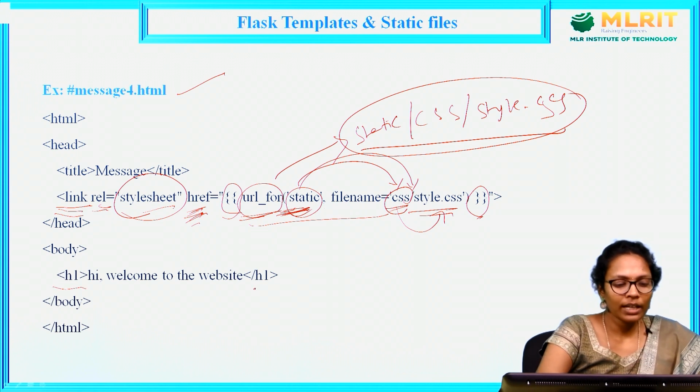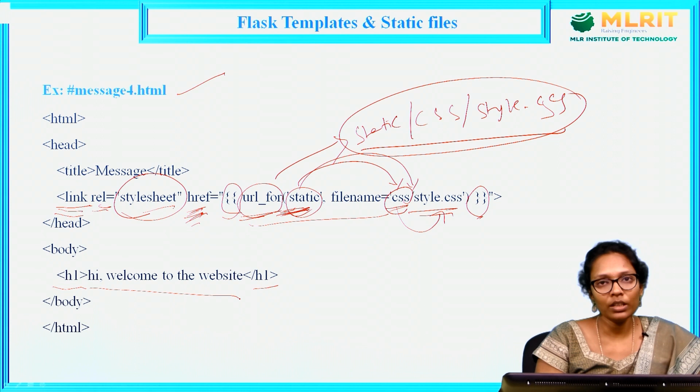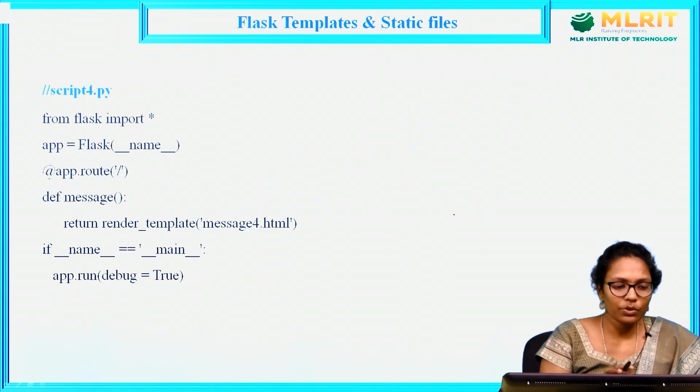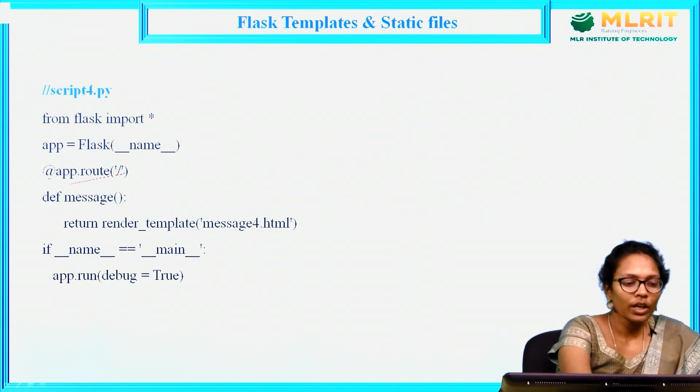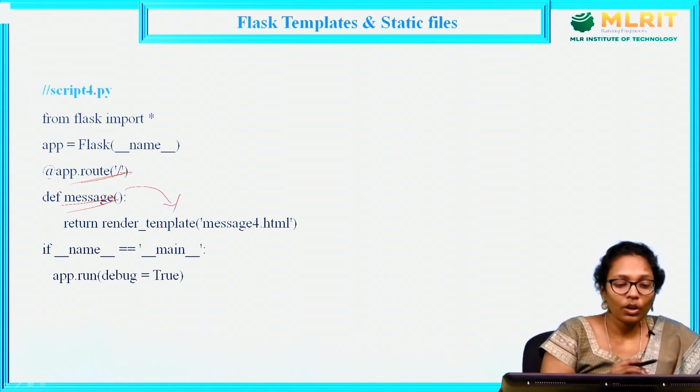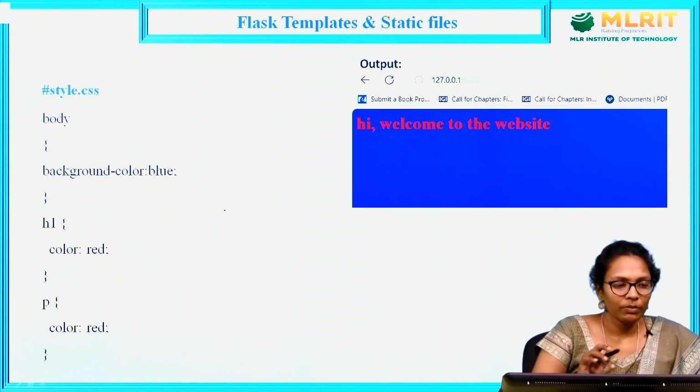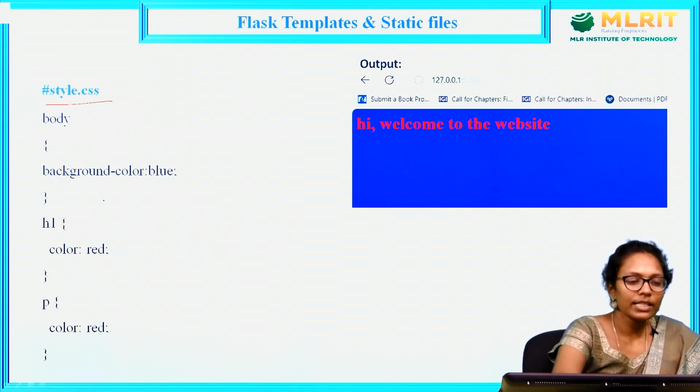Within the h1 tag, I am writing a message, hi, welcome to the website. This is the HTML file. Who will call this HTML file? Python will call the HTML file. And we need to know what the style.css contains. So this is the Python script. For this URL, the message method will be executed. This method just calls the HTML file. What is that HTML file? message4.html, using the method render_template. You're calling this method.